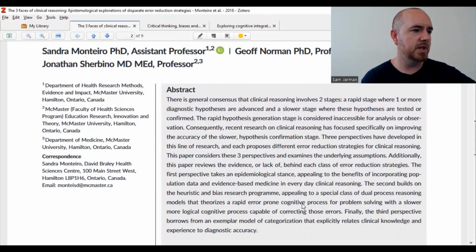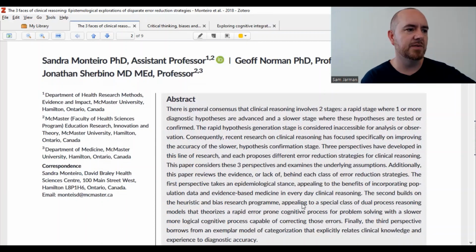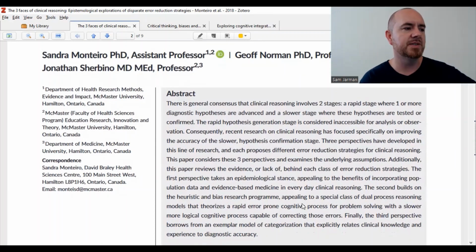So I'll read the abstract here. There's a general consensus that clinical reasoning involves two stages: a rapid stage where one or more diagnostic hypotheses are advanced, and a slower stage where these hypotheses are tested or confirmed. The rapid hypothesis generation stage is considered inaccessible for analysis and observation. Consequently, recent research on clinical reasoning has focused specifically on improving the accuracy of the slower hypothesis confirmation stage.